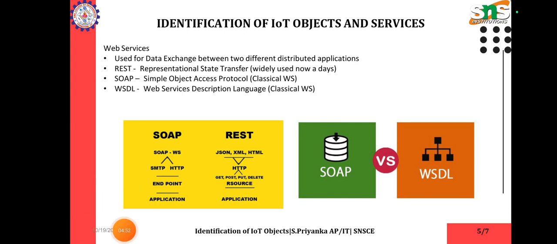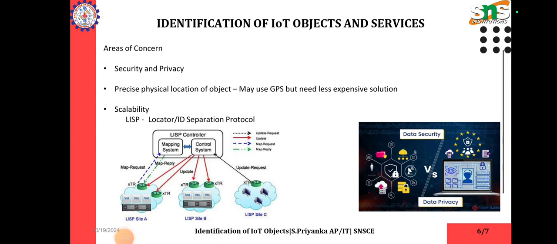Next is the area of concern. The area of concern mainly consists of security and privacy, and the precise physical location of the object, which may use GPS but needs less experience. Solution, finally, is scalability, that is LISP, the locator ID separation protocol.